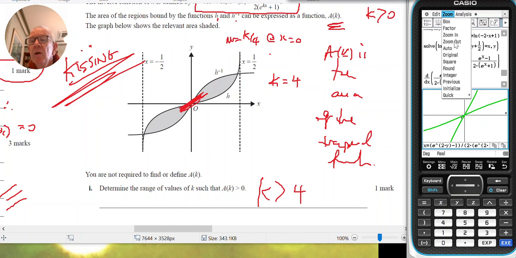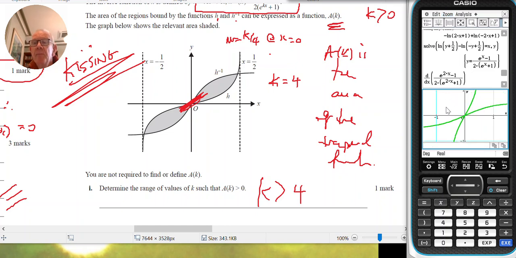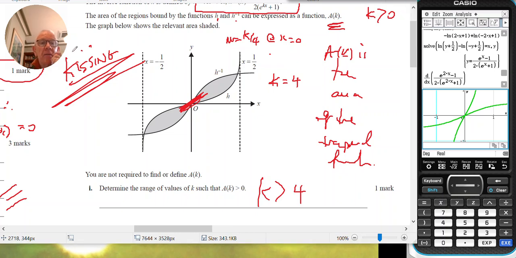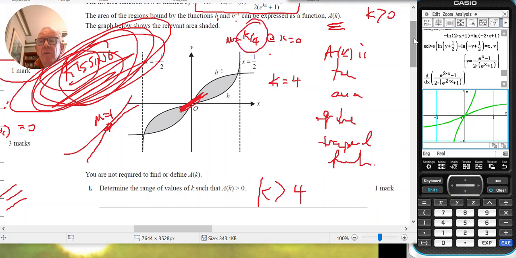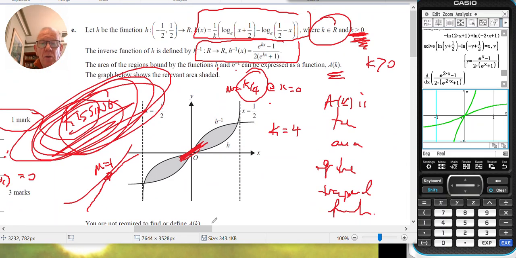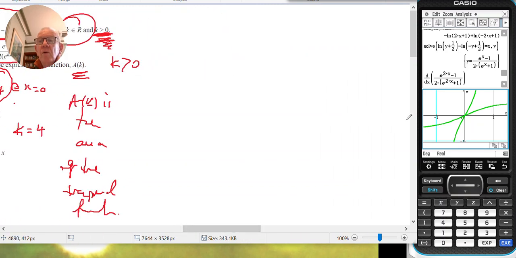Now I know that because of this kissing function idea, that where they just touch, both of them have a gradient of 1. So that's where I got this setting equal to 1, and that's how I was able to find the value of k. And that's all for question number 4.